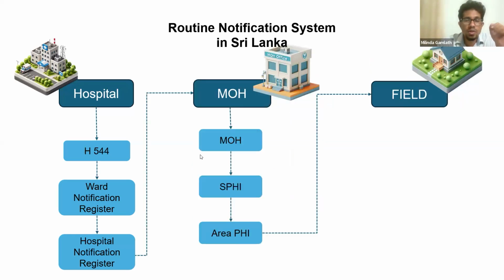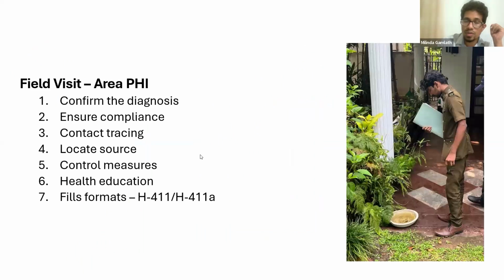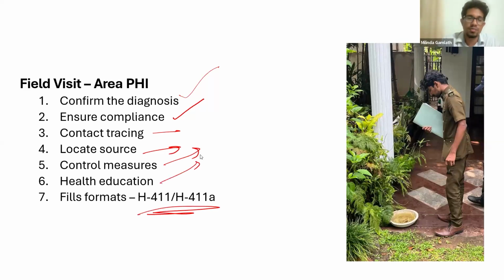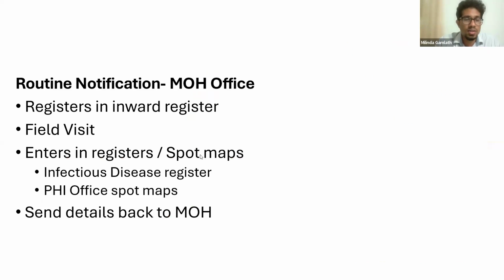And then at the area PHI, we go into the field and do the field activity. That includes confirming the diagnosis. Remember, this was notified on suspicion, so now he has to confirm the diagnosis and ensure compliance. If there's some sort of treatment ongoing, he has to ensure the compliance. Contact tracing, especially in cases of TB, you have to trace the contacts because you have to do contact screening. Then locate a source, control measures, health education, and these formats as well. So you describe the diseases as well.